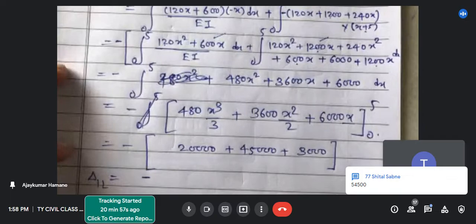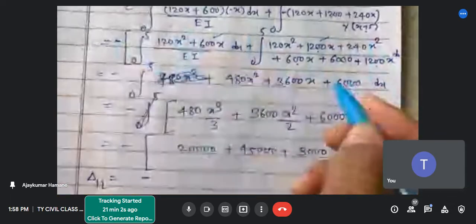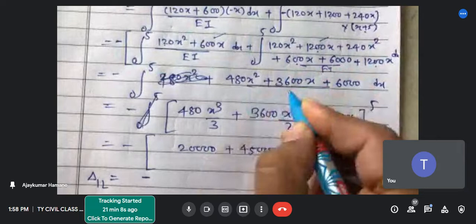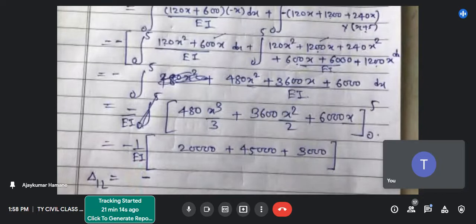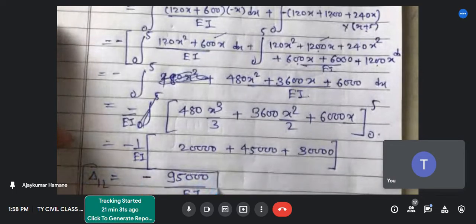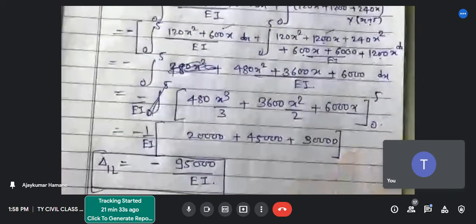So delta 1L equals, divided by EI, EI is common, 1 by EI somewhere. This is also divided by EI. This is also EI. So what is the total? 20 plus 45 plus 30, that is 95, divided by EI. Students, you got this answer?